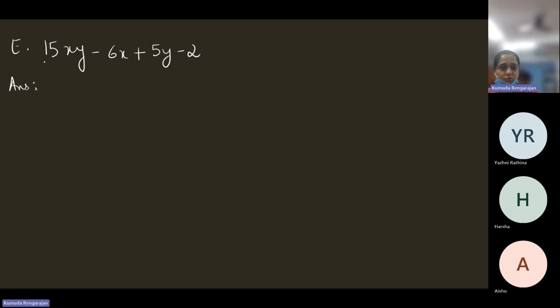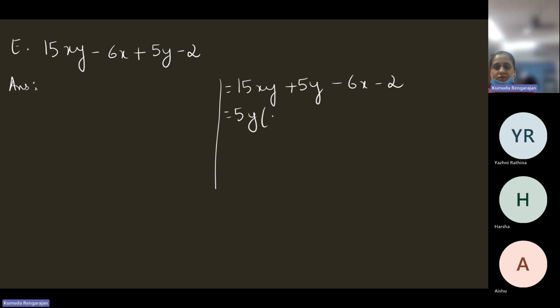5y is common. As it is, you group the first two terms and the last two terms? 15xy and 5y. Oh, you've changed the order, is it? Okay, let's do that as an alternate method. So you've grouped 15xy with, and then minus 6x and minus 2, is it? Yes. Okay, fine. So what's common? 5y, okay, and 1 plus 3x. How 1? First 3x, then 1. Oh, you wrote 5y first. How do you rearrange? Correct.